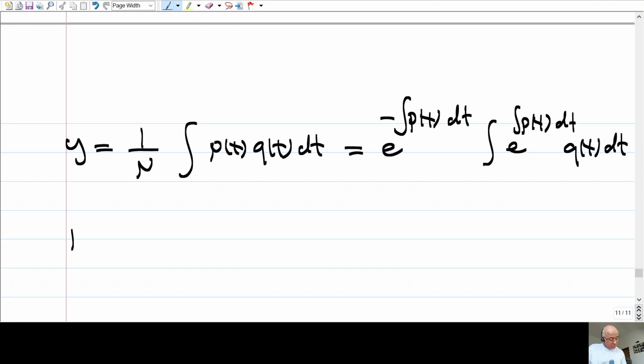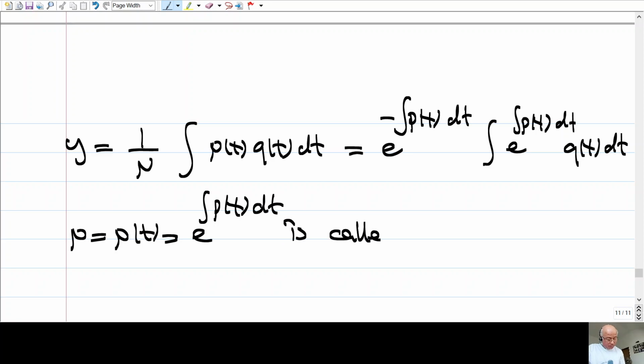Here mu(t), which is e to the power of the integral of p(t) dt, is called an integrating factor. We will see why we call this an integrating factor. Actually, we have seen already that I can take this one or its negative. They are both integrating factors. We have many integrating factors, and this is one of them. It's called an integrating factor of the linear equation.